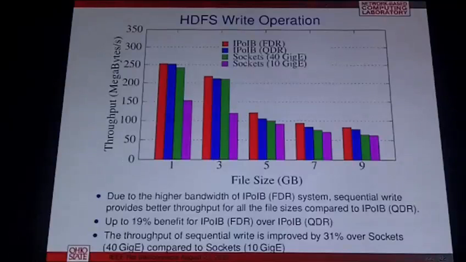But globally, due to its high bandwidth, the IP over IB FDR system provides a better sequential write throughput for the system size compared to IP over IB QDR. At the sockets level, we can see that the throughput of sequential write is improved by 31% using RoCE 14GigE compared to 10GigE.